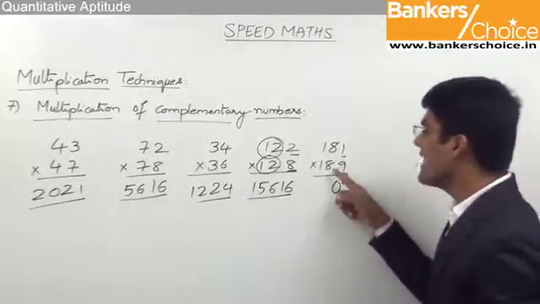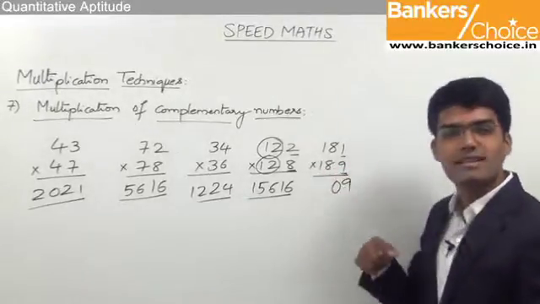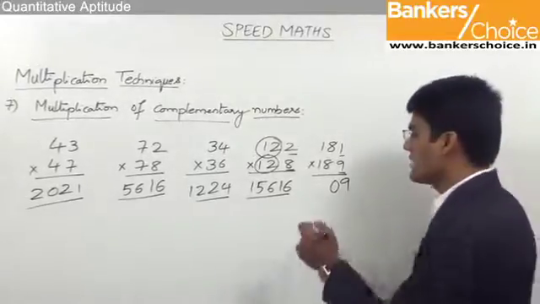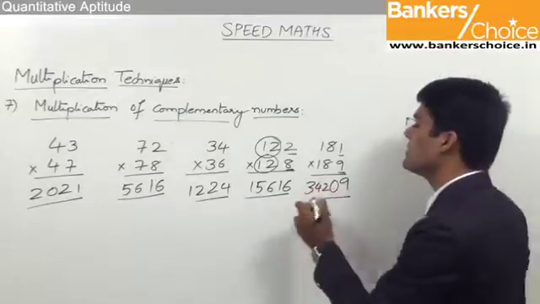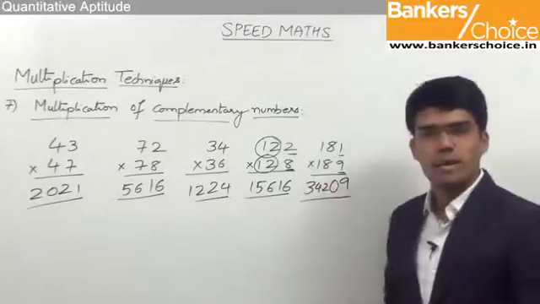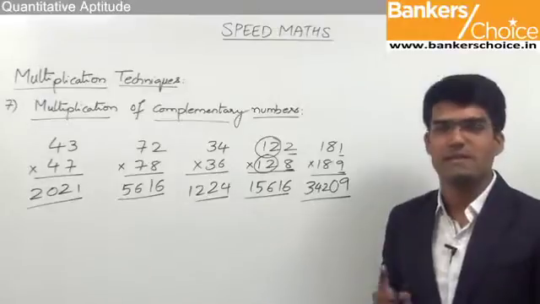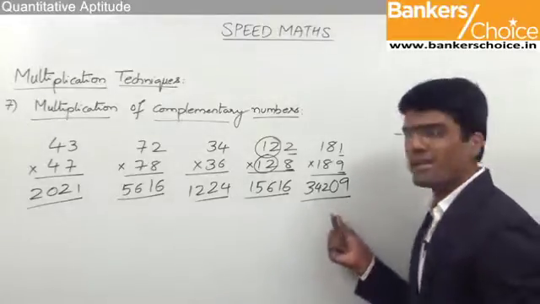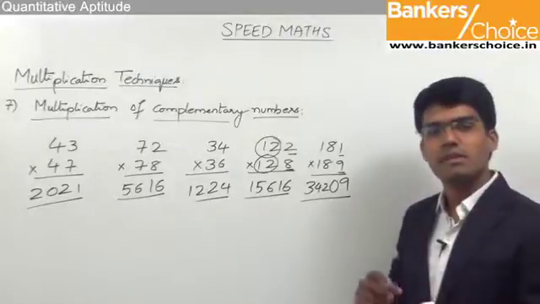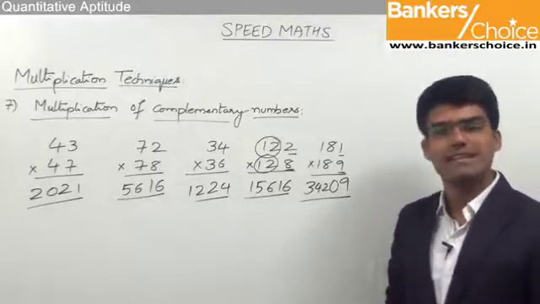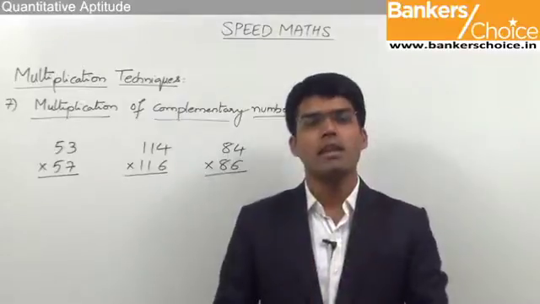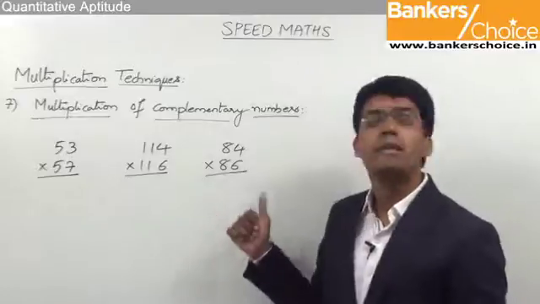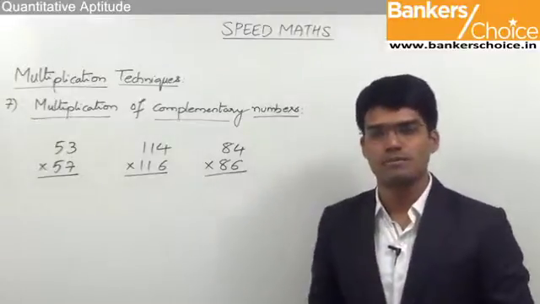And the next step would be 18 into the next integer, 18 into 19. 18 into 19 will be 342. So the answer here is 34209. So this is how we can multiply complementary numbers in 2 simple steps. The first step is multiplication of unit places. So whatever result we get, that has to be taken in the answer. And the next step is multiplication of the remaining part of the number with the next higher integer. So let us now see whether you can apply the concept of complementary numbers properly or not. Here we have got 3 questions and your time starts now.